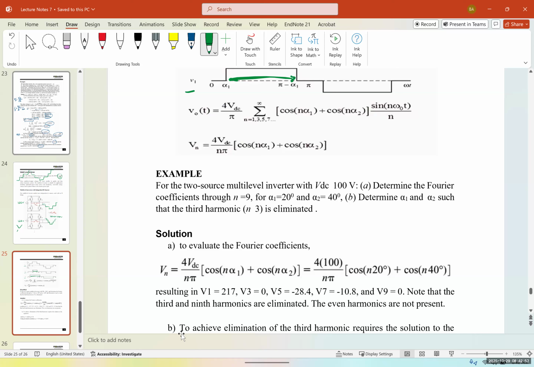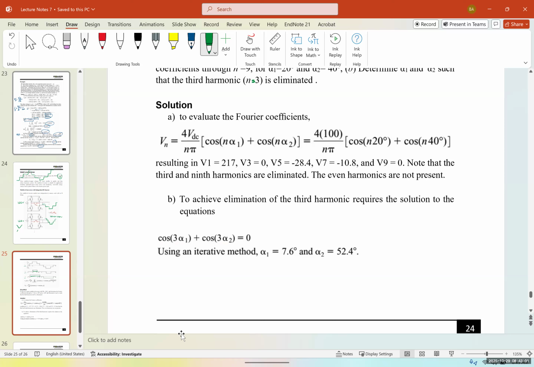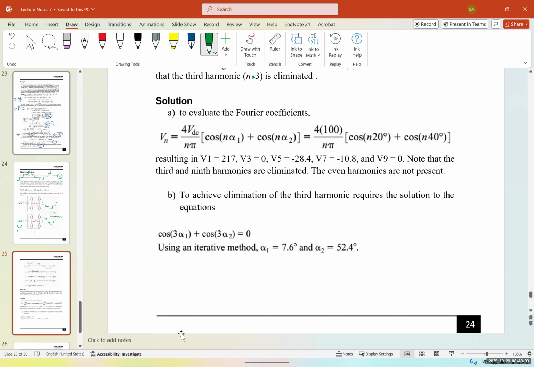Determine alpha 1 and alpha 2 such that the 3rd harmonic, n equal to 3, is eliminated. To evaluate the Fourier coefficient, we would write the Fourier series equation. From this, by replacing n with the fundamental, which is 1, 3rd, 5th, 7th, and 9th, we can find each harmonic magnitude.